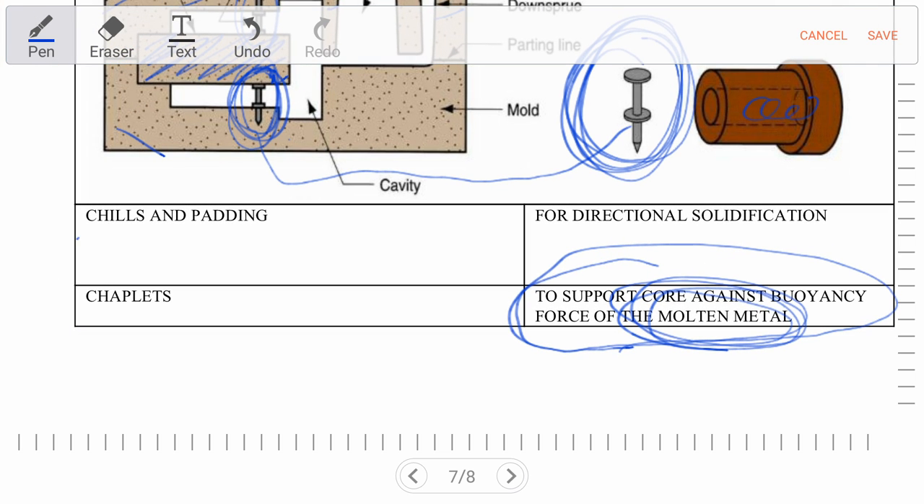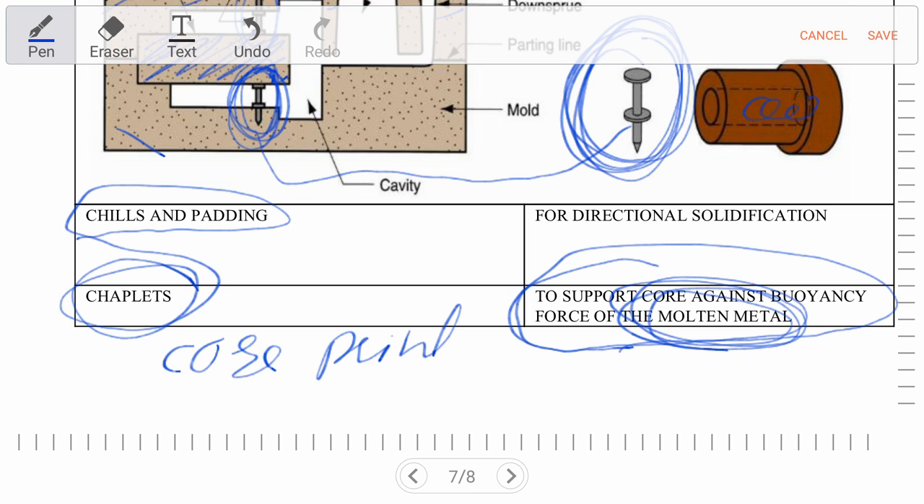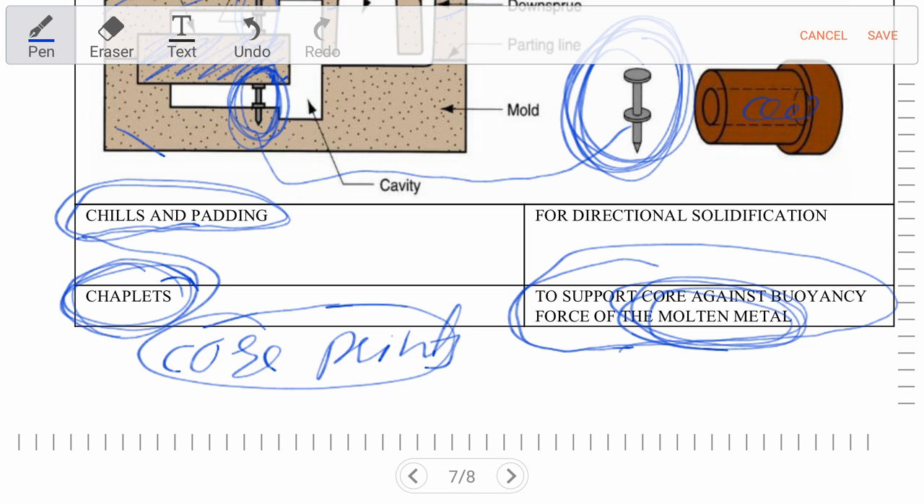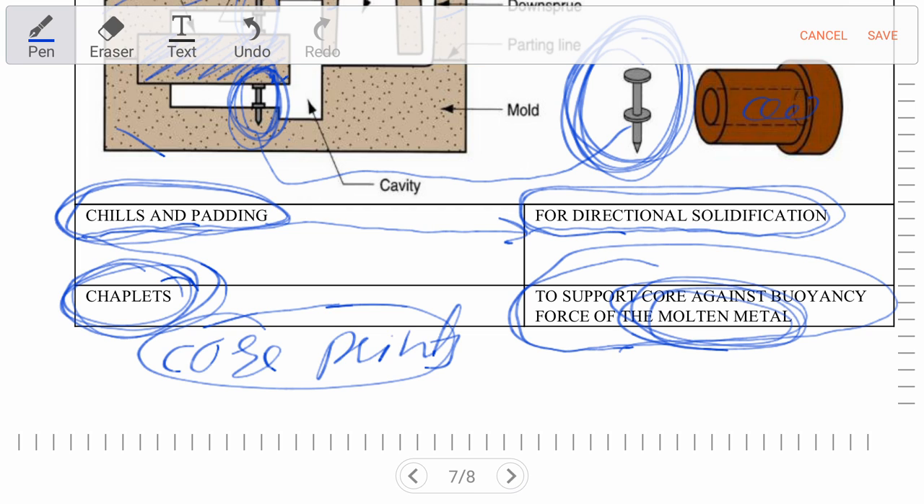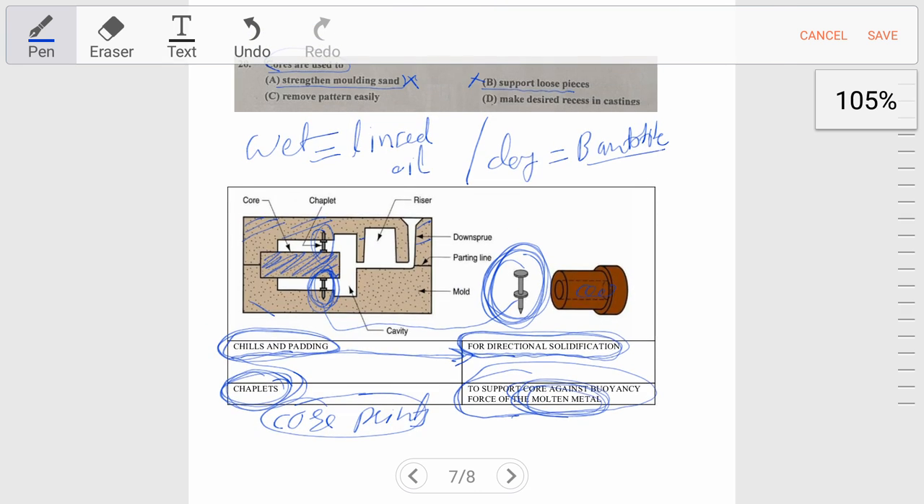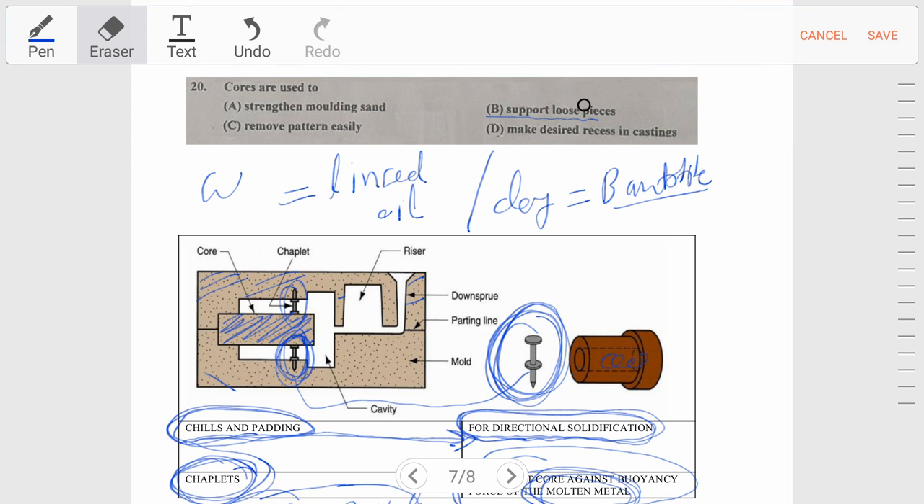Don't confuse between chills and padding and chaplets. There is also one core print. Core prints have the same function as chaplets, but don't confuse between chills and padding and chaplets. Chills and padding are used for making directional solidification. Remember this sentence: chills and padding are used for directional solidification. Okay, I think you are clear about cores.